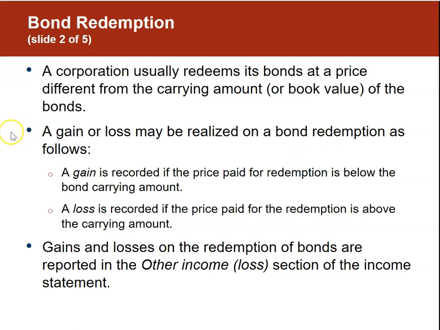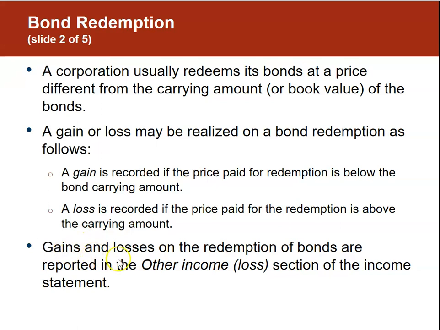So notice what it says here. It says a gain or loss may be realized on a bond redemption as follows, and it pretty much always will be recognized on a redemption, at least on callable bonds. It says here a gain is recorded if the price paid for redemption is lower than the carrying amount. Okay, so you owe somebody $20, you pay them $19, and they say we're good, you have a gain of $1. A loss is recorded if the price paid for redemption is above the carrying amount. Okay, you owe somebody $20, you give them $21, well, that was $1 more than you had to pay. We're going to call that a loss.